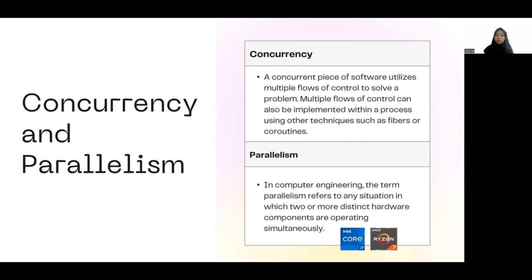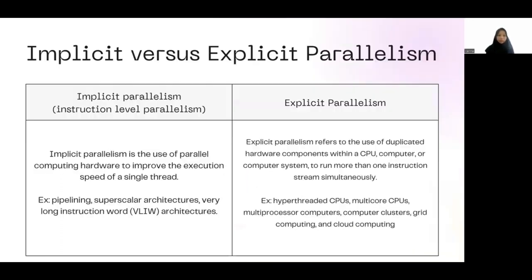And then for parallelism, in the computer field, the term parallelism refers to any situation in which two or more distinct hardware components are operating simultaneously. In other words, parallel computer hardware can perform more than one task at a time. For example, Intel Core i7 and Ryzen 7.